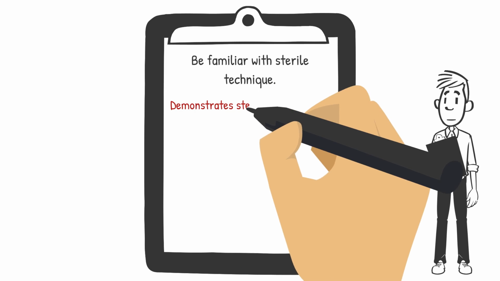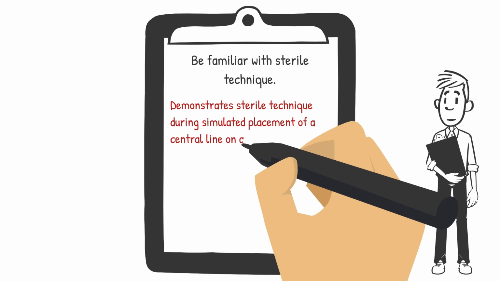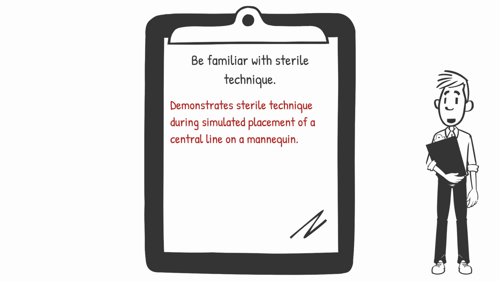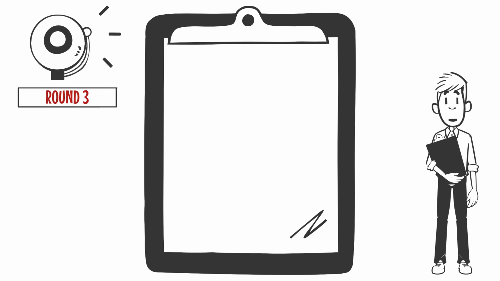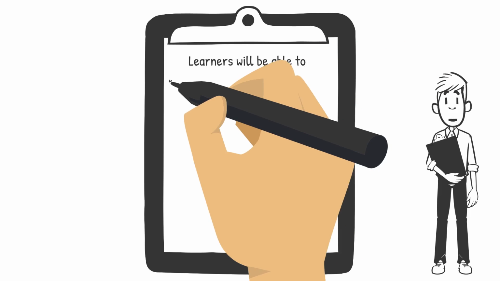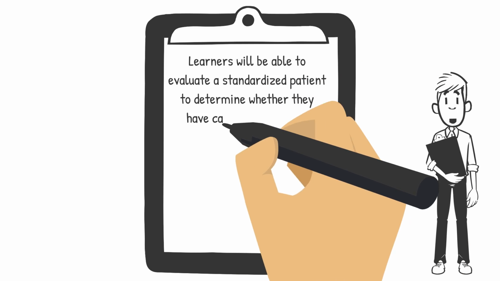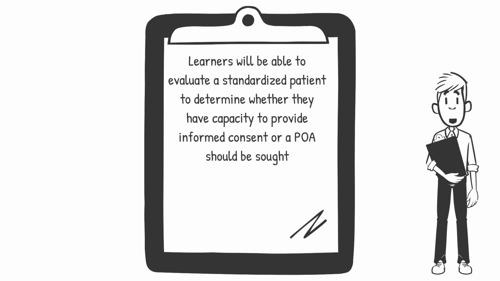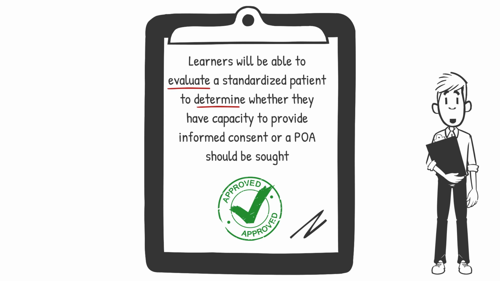How about this? Demonstrate sterile technique during simulated placement of a central line on a mannequin. Here, we are making it clear we expect our learner to physically demonstrate sterile technique, and it is something that's easily identified from the control booth and can be tracked with something like a checklist of expected actions. Okay, last one. Learners will be able to evaluate a standardized patient to determine whether they have capacity to provide informed consent or a power of attorney should be sought. Trick question. This is actually a pretty decent learning objective, as it contains action verbs, evaluate and determine, that are observable and usable as metrics of whether or not the learner satisfied this learning objective.